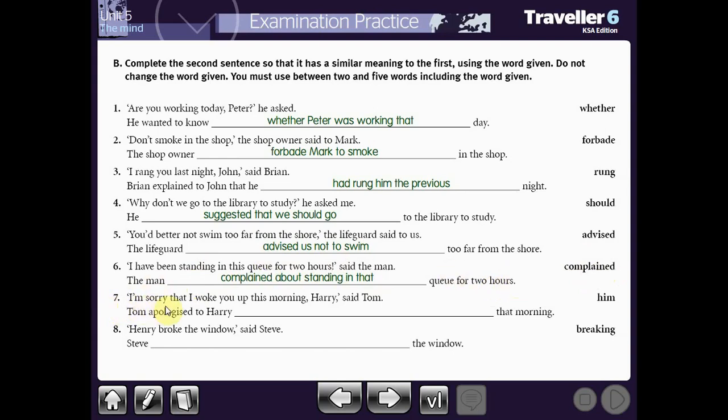Number 7. I'm sorry that I woke you up this morning, Harry, said Tom. So here he said I am sorry, so there is an apology: Tom apologized to Harry. Apologize is followed by the preposition for, and it is known that for is followed by the ing form. Okay, so we say for waking, or if you remember, having woken. So the answer will be: Tom apologized to Harry for waking or having woken him up that morning.